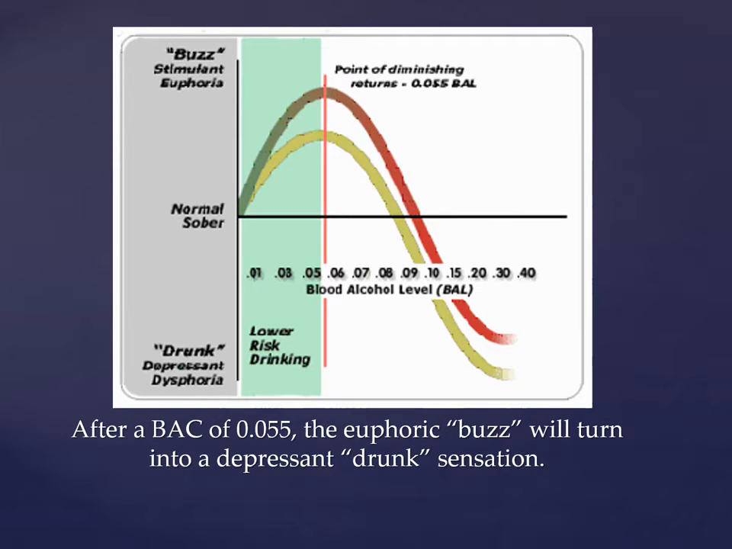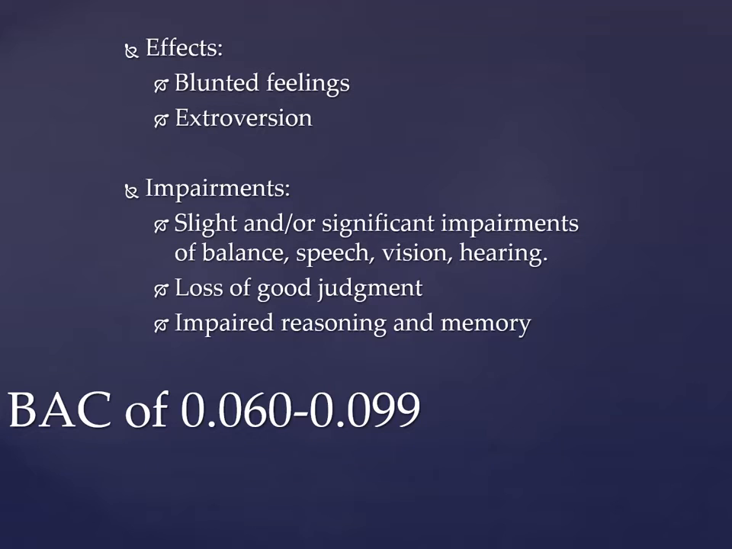After a blood alcohol content of 0.05, the euphoric buzz will turn into a depressant drunk sensation, and that's when we start to see the dangers of consuming excessive amounts of alcohol. A blood alcohol content of 0.06 to 0.09 causes blunted feelings and extroversion. You'll notice a slight and/or significant impairment of balance, speech, vision, and hearing, a loss of good judgment, and impaired reasoning and memory.